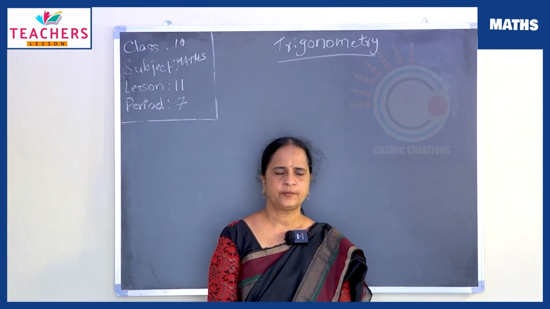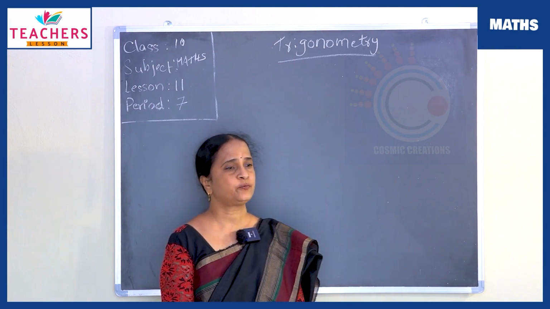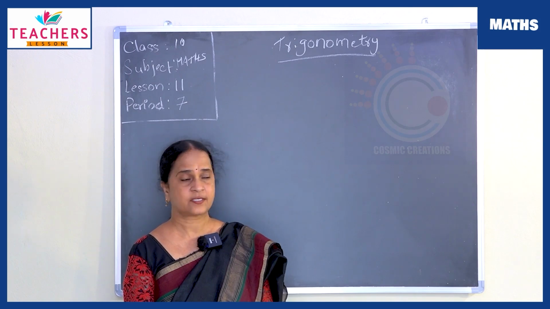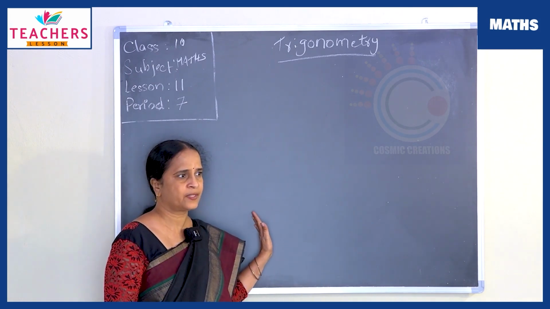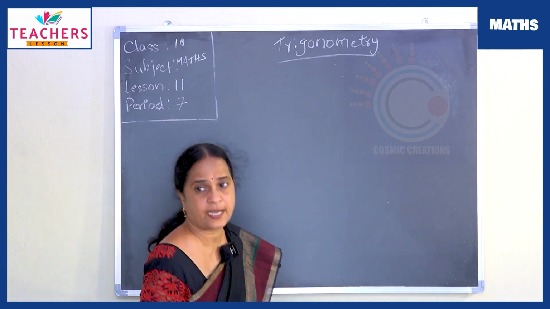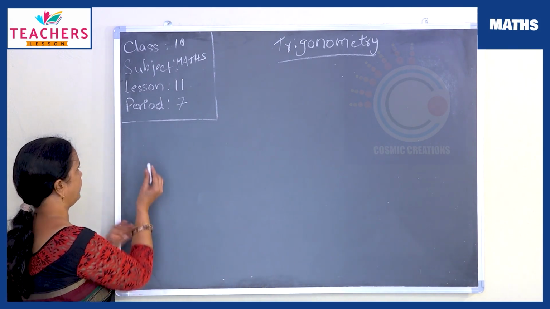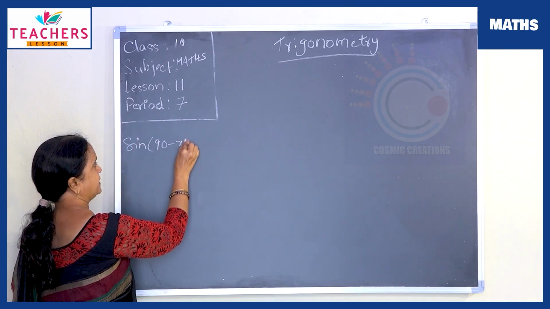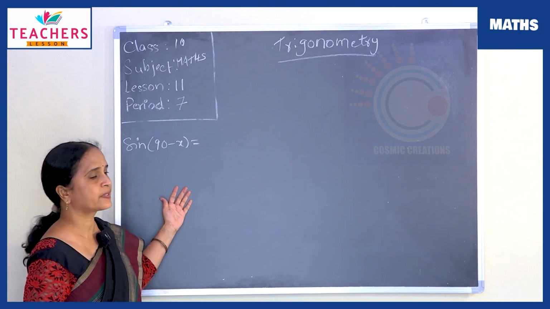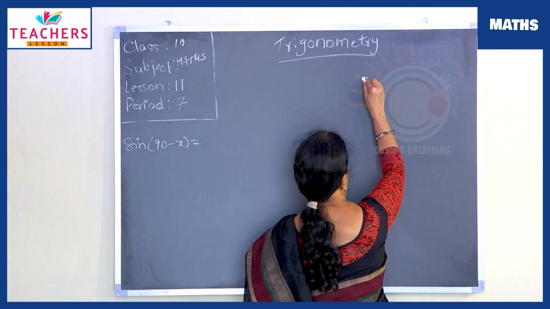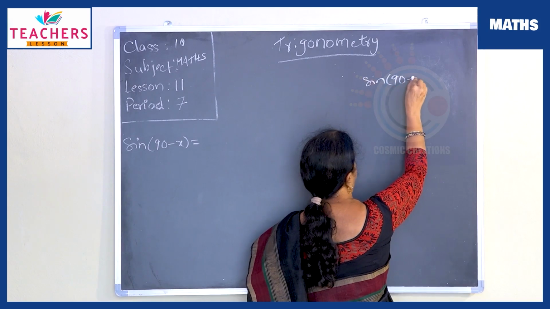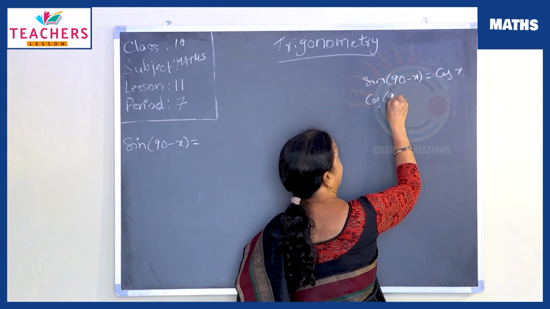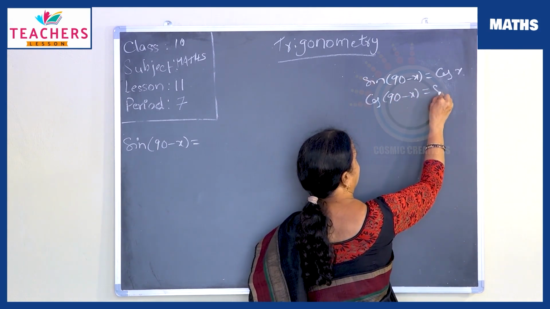Good morning, ma'am. Okay, in the previous period, what we have learned, do you remember about complementary angles of trigonometric ratios? I am writing some formulas based on complementary angles: sine of 90 minus x is equal to cos x. Cos of 90 minus x is equal to sin x.